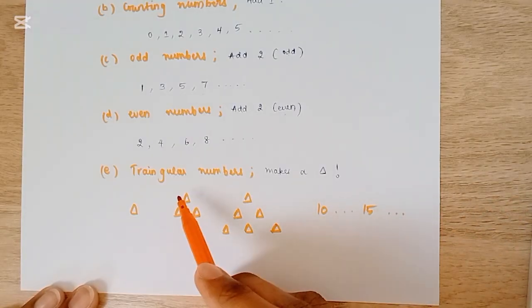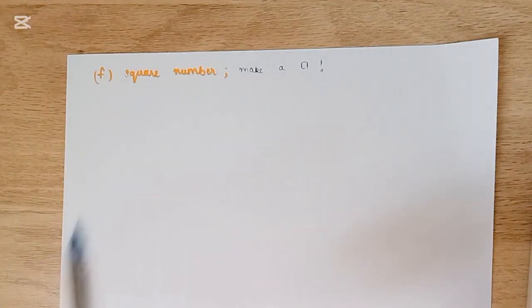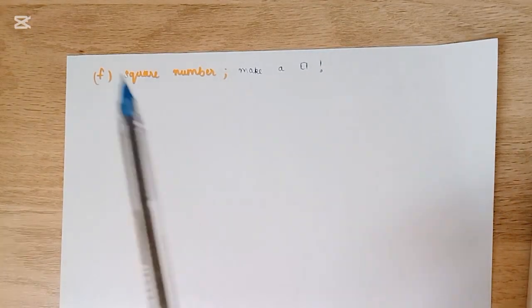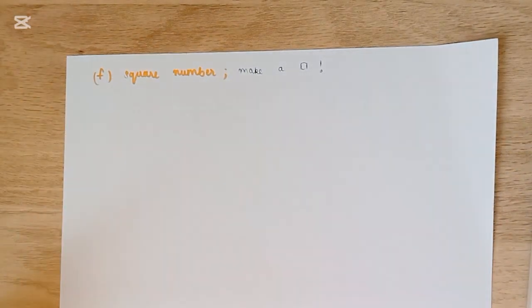If you take the number 6, you can make a triangle. If you take the number 3, you can make a perfect triangle. That is what the triangle number pattern means. And just like that, there is the square number pattern. The square number pattern is when a group of numbers make a square.